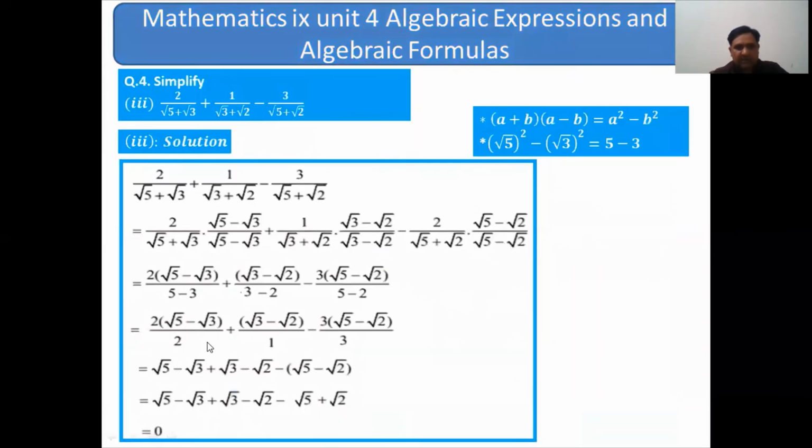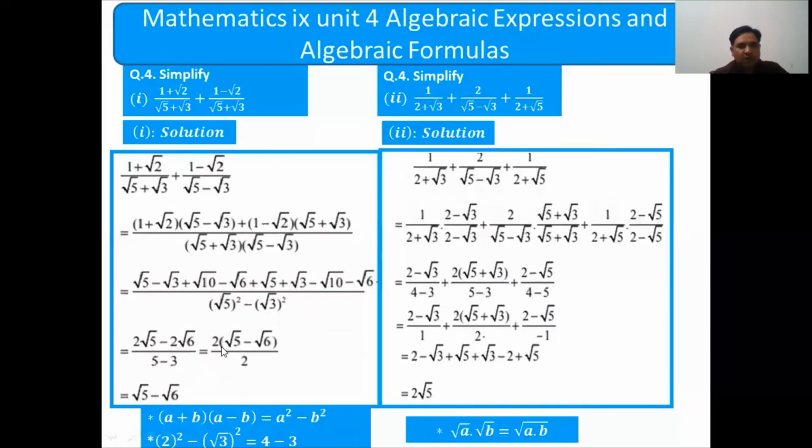So now we can take 2 common from these two surds. So we have 2 into (square root of 5 minus square root of 6) within the brackets. Here is square root of 5 square minus square root of 3 square, so the square cancels out with the square root. So we are left with 5 minus 3, which is 2, and that cancels out with this one. So we have square root of 5 minus square root of 6. This is part 1.